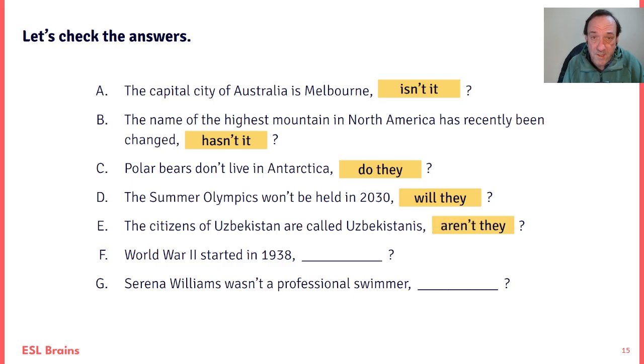World War II started in 1938. Now, this is in the past. There's no auxiliary verb, didn't it? Serena Williams wasn't a professional swimmer, was she? Okay, great.